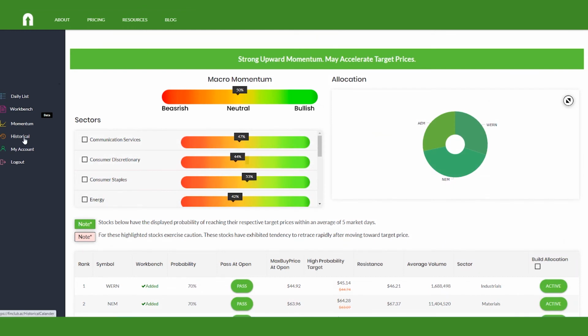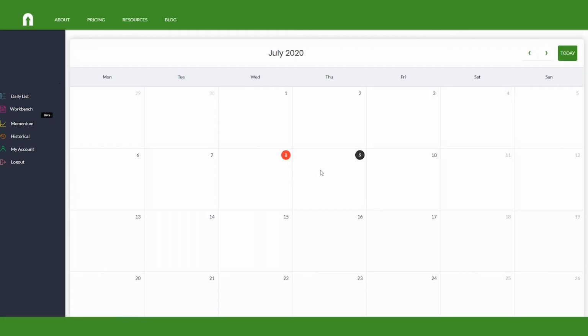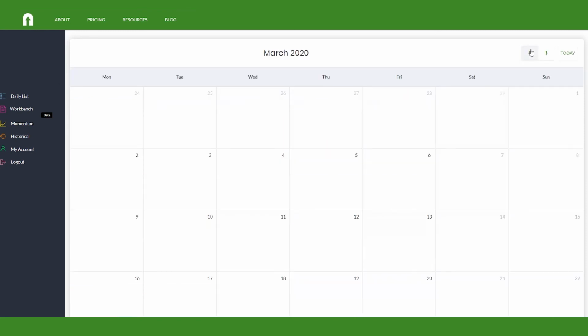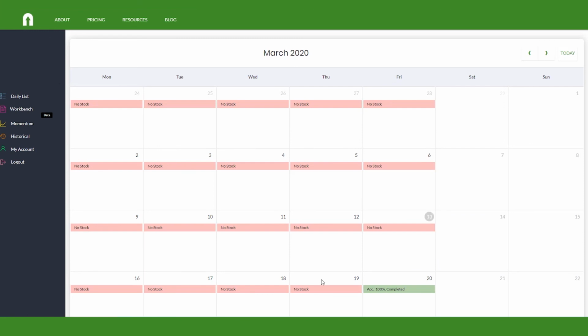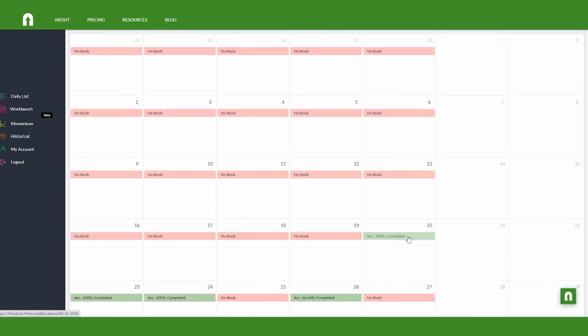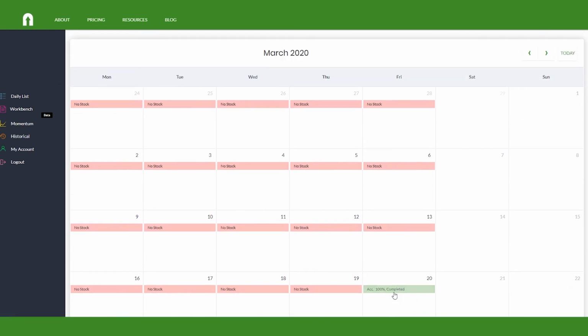Well, all you have to do is go over to the historical section, and it'll show you day after day every single particular stock that they've chosen and how it worked, and days where they did not choose any stocks. So let's go, for example, back to March 2020. March 2020 didn't have a lot going on, but the one day here, it did show the stock prices, several of them went to 100% accuracy.